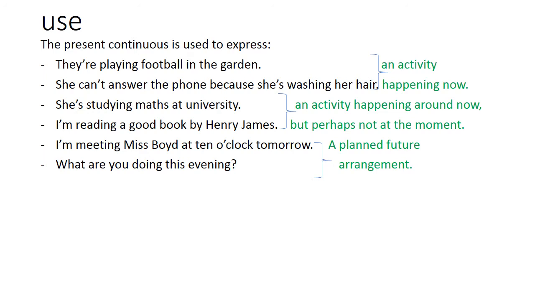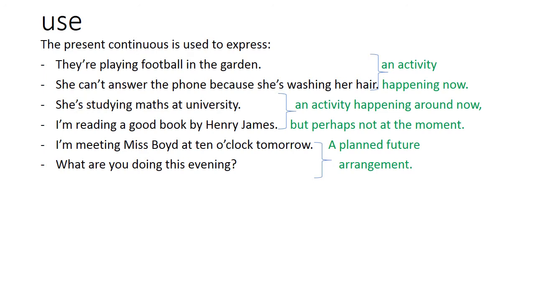Or we can say she's having a shower in the bathroom. Therefore, she can't answer her phone because of the activity of washing her hair. It's happening now, and therefore we should use present continuous in this case, when we use it for an activity happening now.